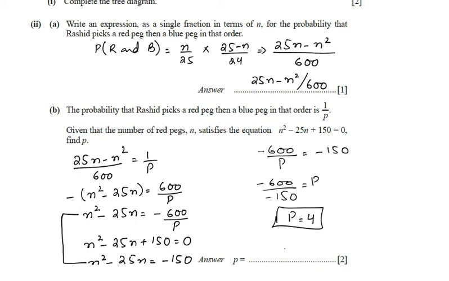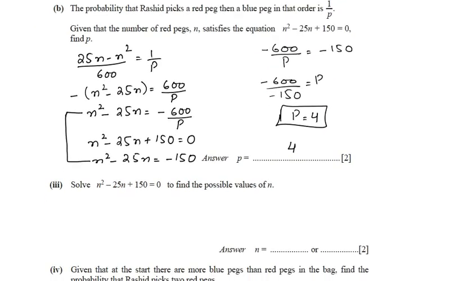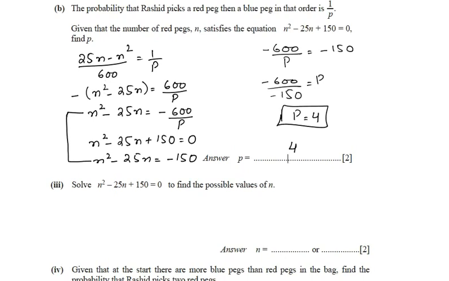Okay, so this is how we have got the value of p, and it's 4. Now we have another part of this question. Here they are saying, solve n square minus 25n plus 150 is equal to 0 and find the possible values of n. Now we will break the middle term here if we can, otherwise we will apply the quadratic formula and find two values of n. Okay, so 15 and 10 multiply to 150.